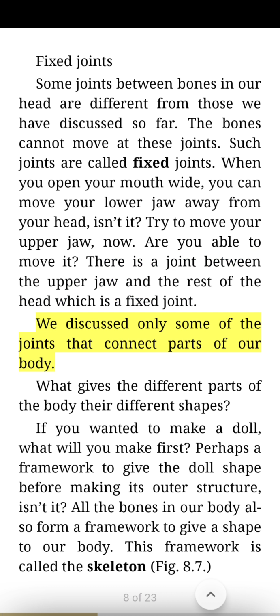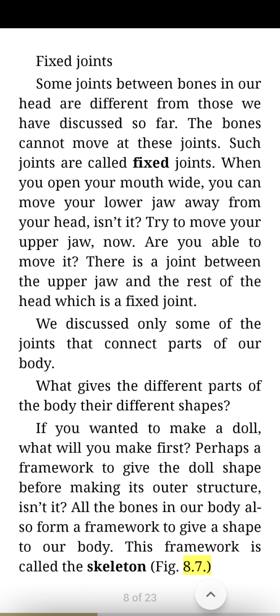We discussed only some of the joints that connect parts of our body. What gives the different parts of the body their different shapes? If you wanted to make a doll, what will you make first? Perhaps a framework to give the doll shape before making its outer structure, isn't it? All the bones in our body also form a framework to give a shape to our body. This framework is called the skeleton.